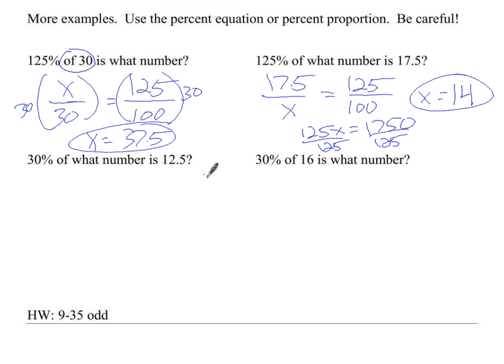30% of what number is 12.5? So now I have 30% of something gives me 12.5. Is my something here going to be bigger or smaller than 12.5? This one is going to be bigger, because I'm taking 30% of it and I'm winding up with 12.5. So that number must be larger. Thinking about that sort of thing can help you as you set these problems up. So I definitely have my 100 sitting here. They give me a percent, so I put the percent there. Now I just got to figure out which number goes where. So which one goes on top?